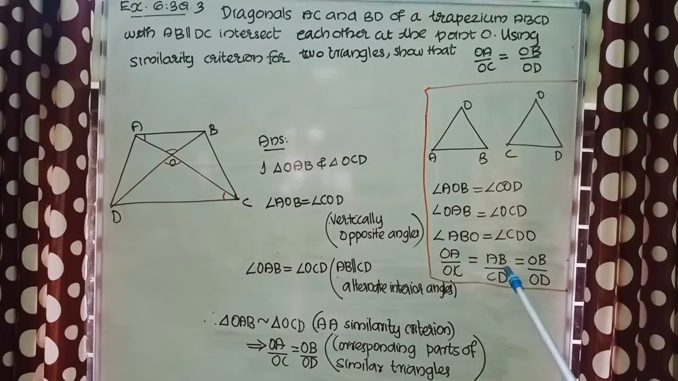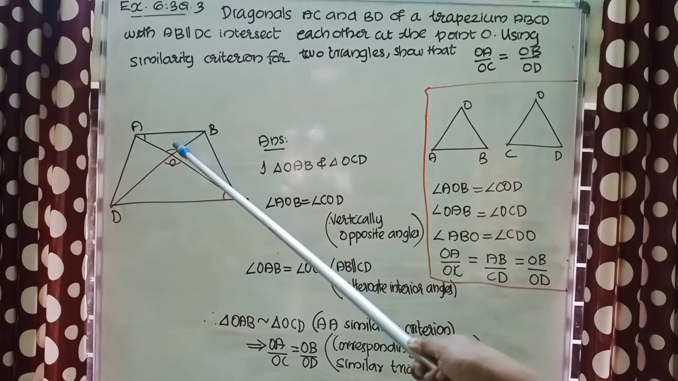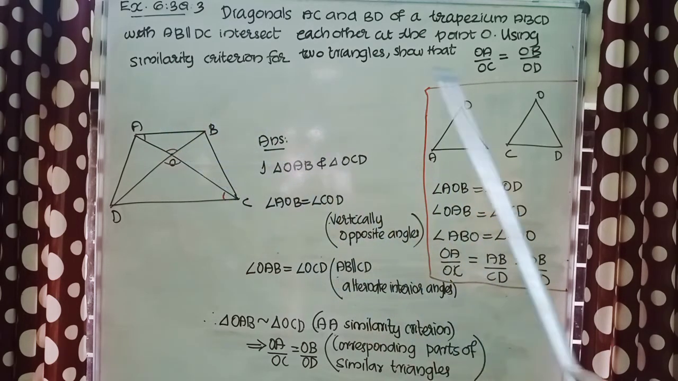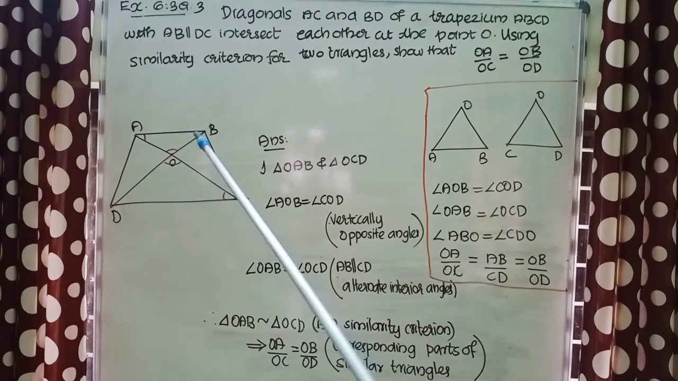Next we need to write the corresponding sides. OA by OC equals AB by CD equals OB by OD. So here you can see among the corresponding sides are our OA by OC and OB by OD. So to prove this result, we need to prove these two triangles are similar. Triangle OAB and triangle OCD are in the figure.